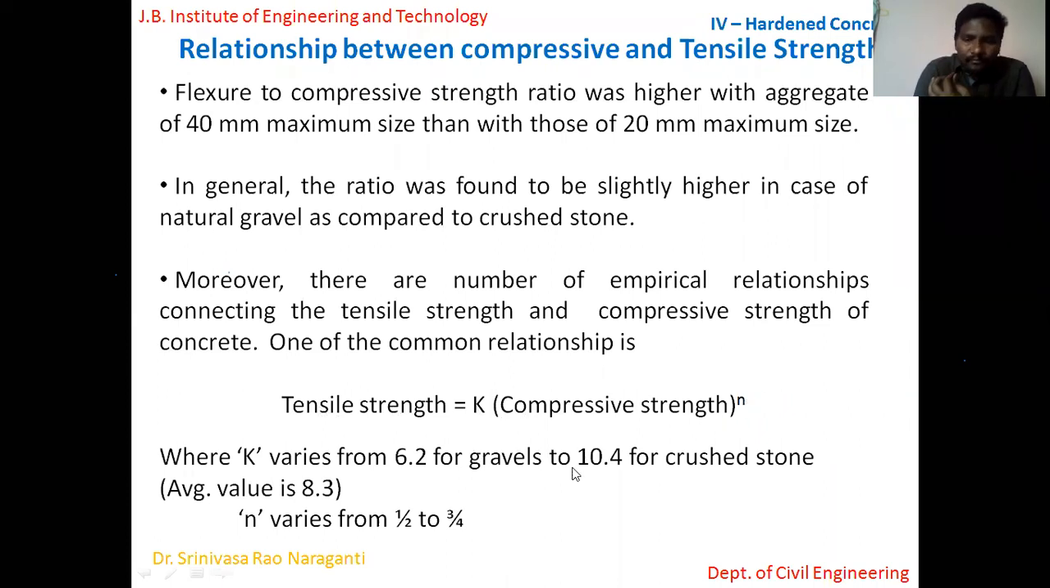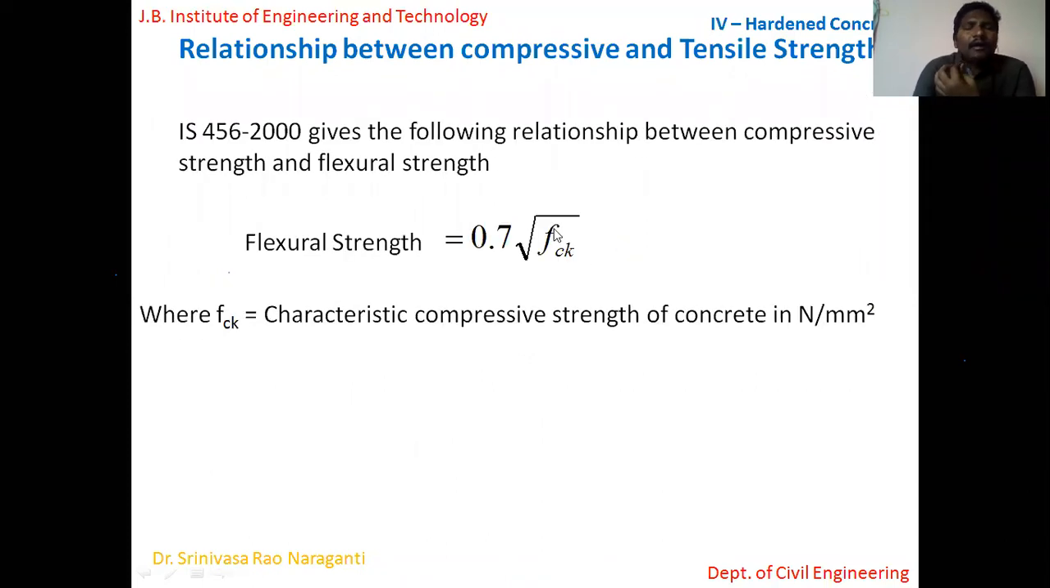Okay. So this is one way of finding the tensile strength of concrete if you know the value of compressive strength of concrete. And the IS code specifically gives an equation to predict the flexural strength. Flexural strength is again a way of measuring the tensile strength of concrete, and it is given by 0.7 times root FCK. FCK is your characteristic strength of concrete, in Newton per mm square.